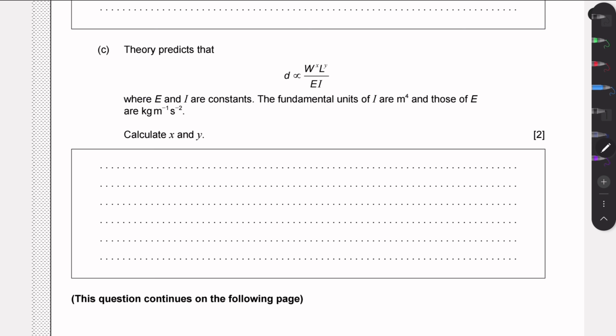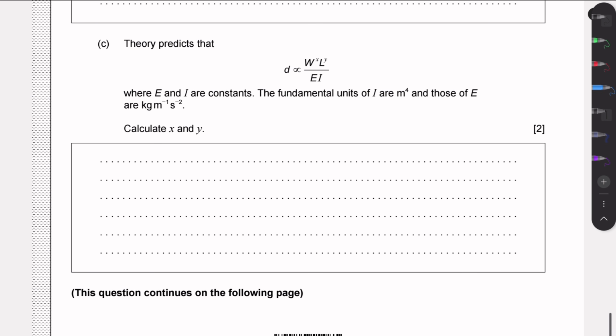The way we can do that is by considering the units on the left and on the right. So we can do some unit analysis here. D is the distance bending down, that will be in units of meters. We know L is also meters because that's the length of the ruler. We're given I is meter to the fourth, and we're given E is kilograms meter to the -1 s -2.